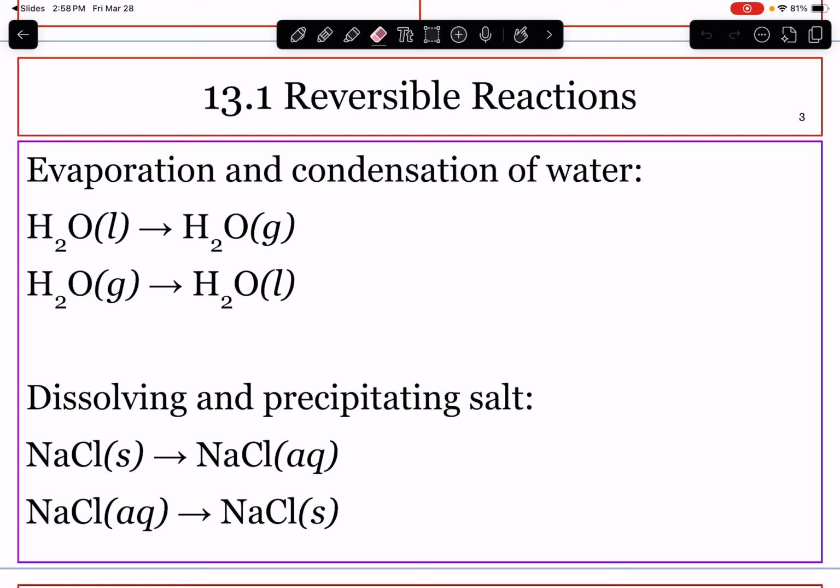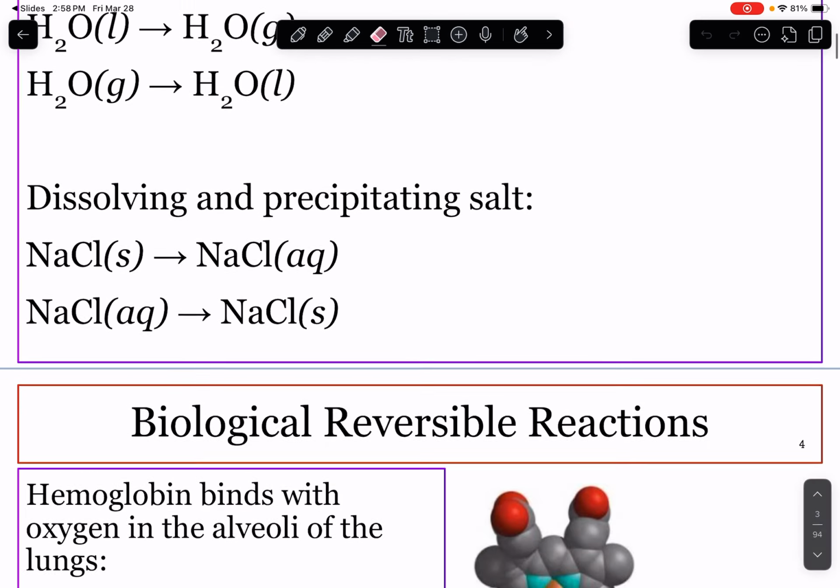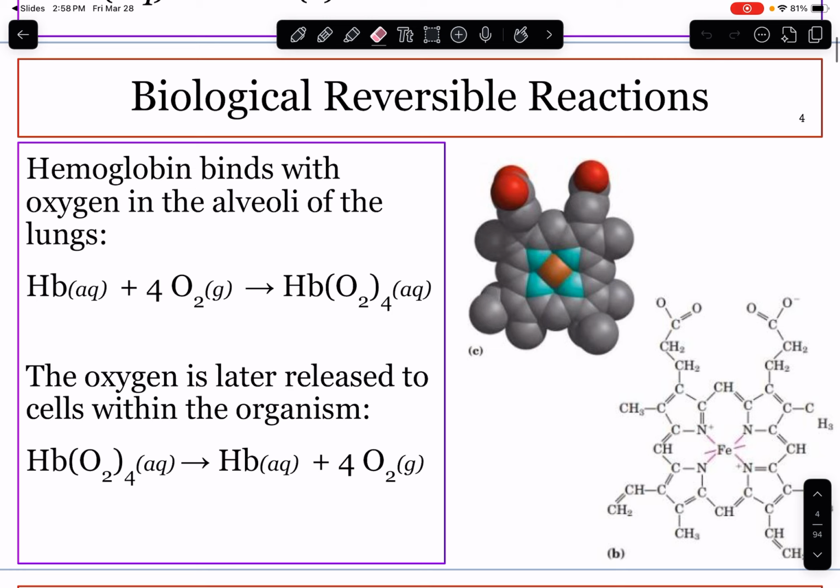Most of the reactions we encounter are actually called reversible reactions, which means the products spontaneously turn back into reactants before all of the reactants run out. Not all of the reactants get to turn into products. An example of a biological reversible reaction is hemoglobin binding to oxygen in our lungs.